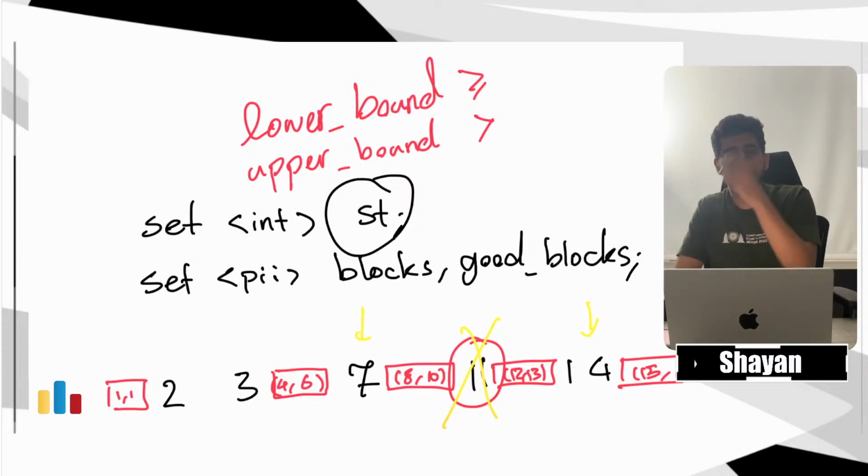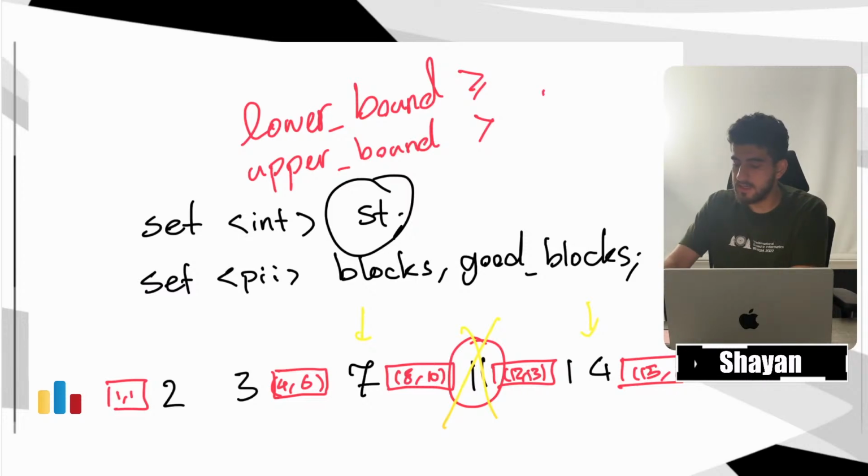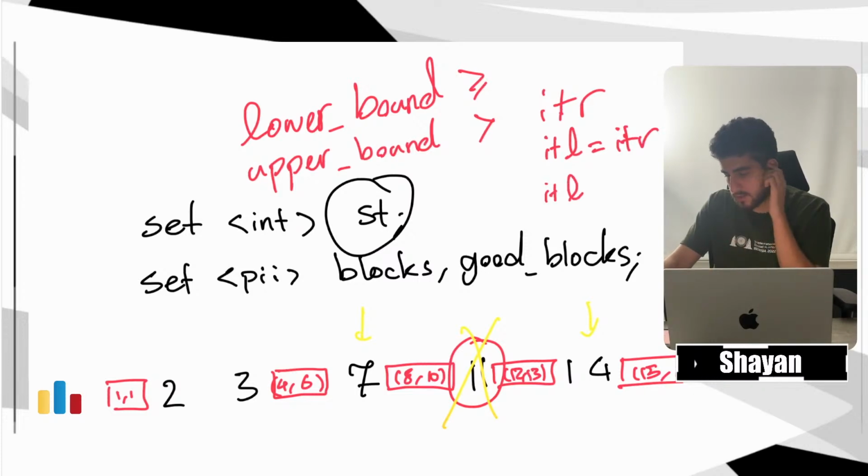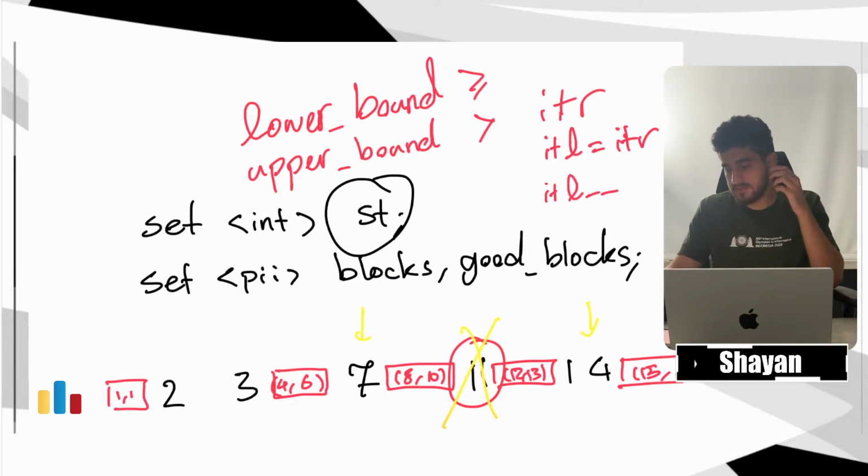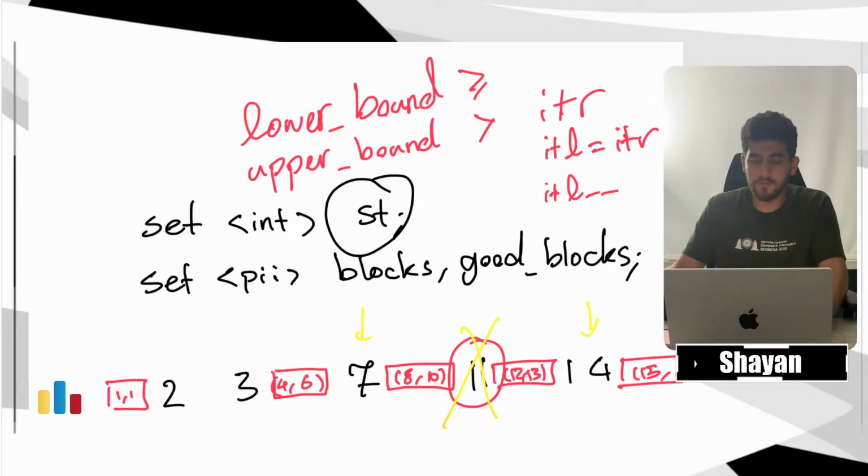Call that R, and that's an iterator on sets. You can say minus minus, so call that an iterator it, for example itR, and define itL as itR, and then say itL minus minus. So it's very simple working with sets.